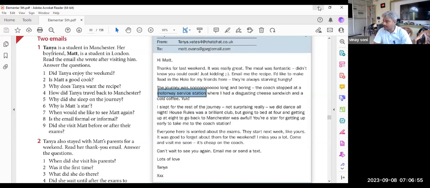You guys were giving direct time expressions, right? For 4 hours, for 6 hours, for 8 hours, for 7 hours. Here, she slept for the rest of the journey. The journey was divided in two parts: first, the journey up to the service station, and after that. So after the service station, she slept. She slept for the rest of the journey. Dash. Not surprising, really. That means the fact that I slept for the rest of the journey was not surprising.